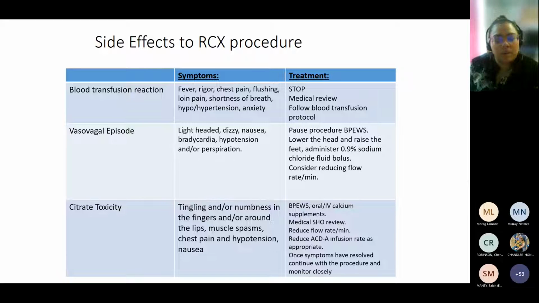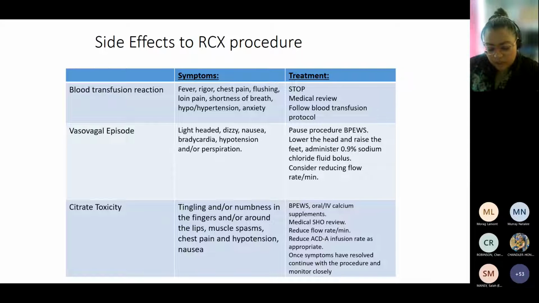But as a proxy, the patient will receive some of this through it being mixed in the plasma that then gets returned to them. And what ACDA does, it likes calcium, so it binds to the calcium in the blood flow of the patient, and it then removes that at a rapid pace because of the speed at which you're doing the procedure. And then in turn, you'll get symptoms of tingling, numbness in the fingers or around the lips, muscle spasms, chest pain, which are very similar symptoms to vasovagal. But if you can identify it as citrate toxicity, then there's IV calcium supplements that you can sort of provide for the patient.